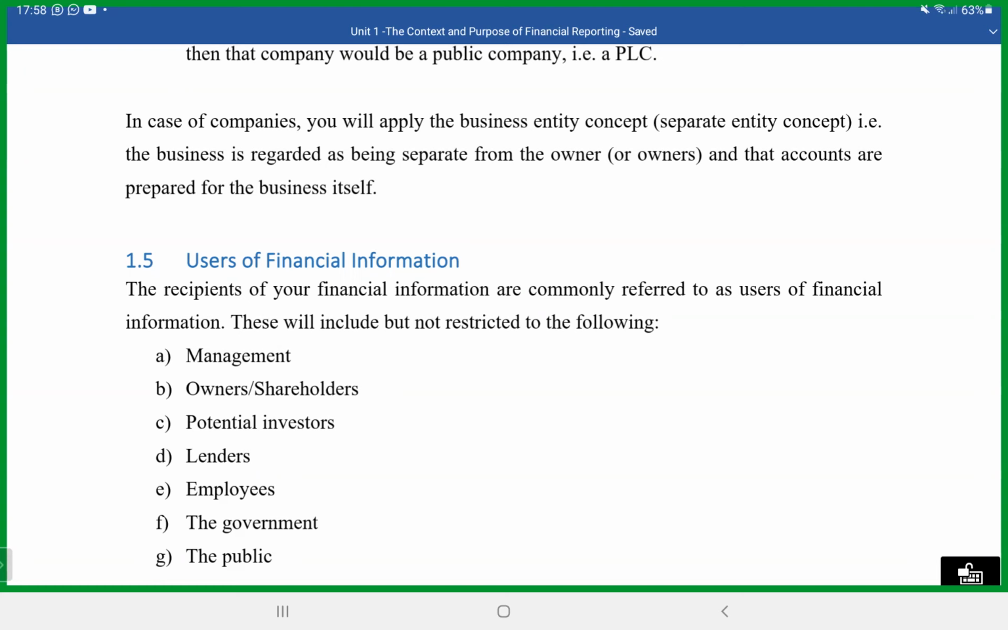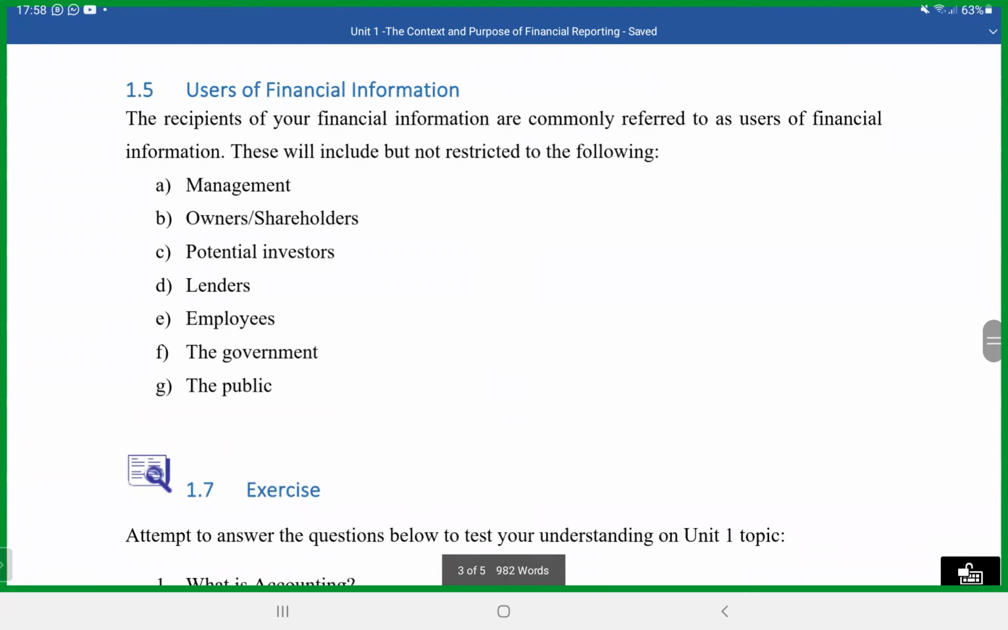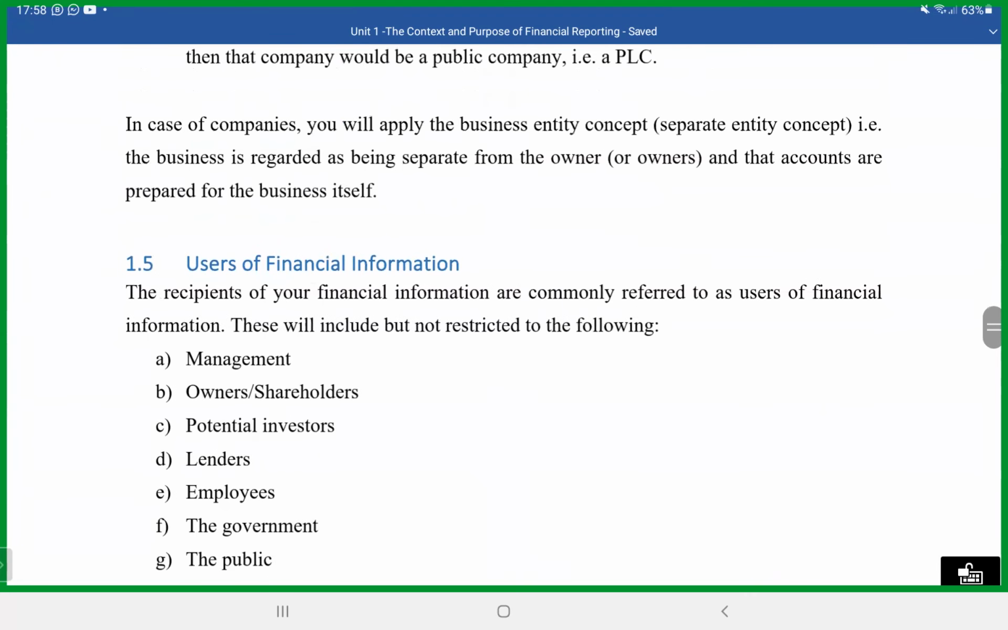The lenders, those people that give money, want to know whether you have a lot of liabilities as compared to assets. The employees and the government are also interested, and the general public may be interested in knowing what you are doing in a business. Is that clear? Clear.